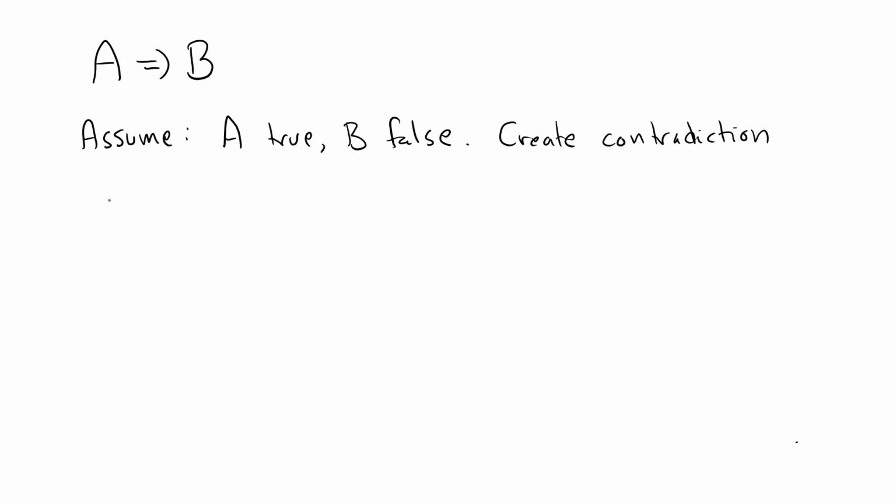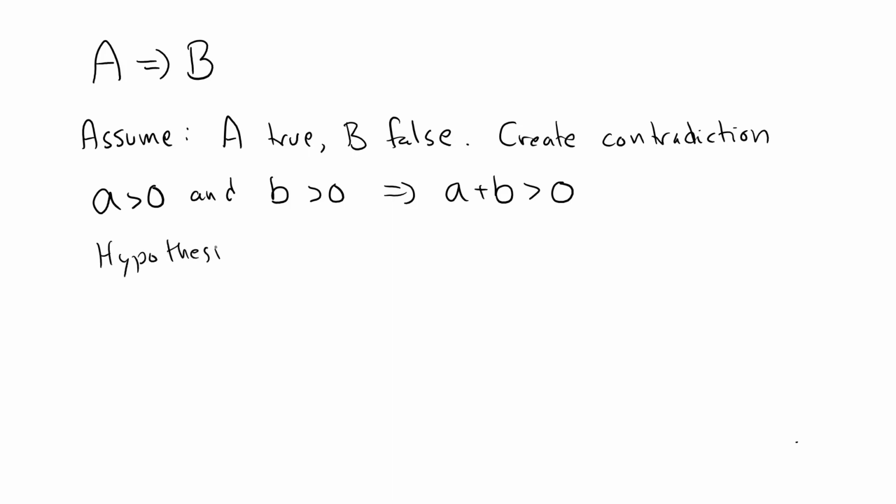Let's say that I want to prove that the sum of two positive numbers is positive. The implication I want to prove is the following. If a is greater than 0 and b is greater than 0, then a plus b is greater than 0. We need to assume that the hypothesis is true. That is, we assume that a is greater than 0 and we assume that b is greater than 0. We assume that the conclusion is false. That is, we assume that a plus b is less than or equal to 0.